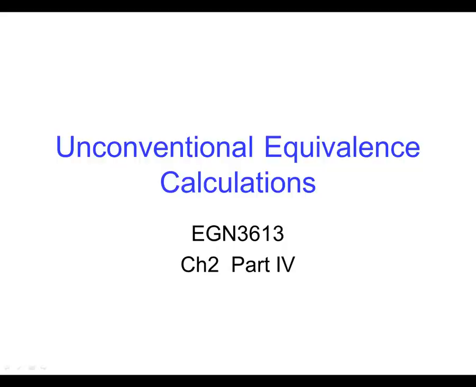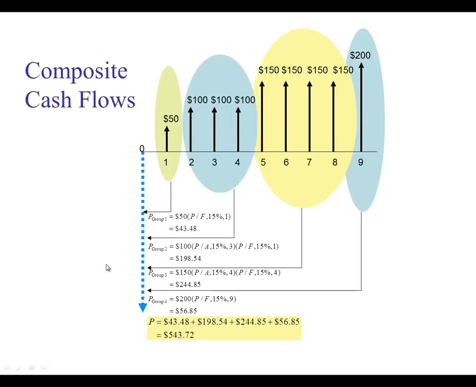In this session we will continue with non-equal payments, or what's called unconventional payments. In this example, in this cash flow diagram, we can see that we have non-equal payments over the years. We can identify four different groups.